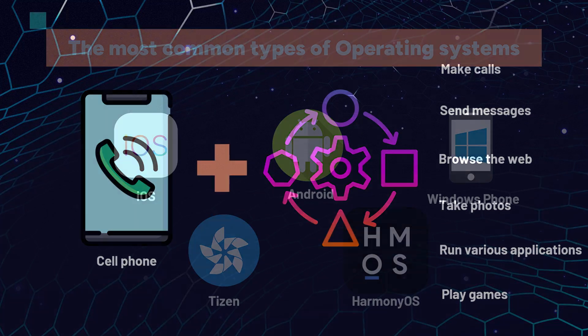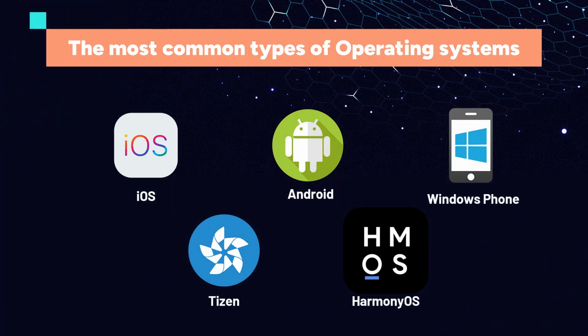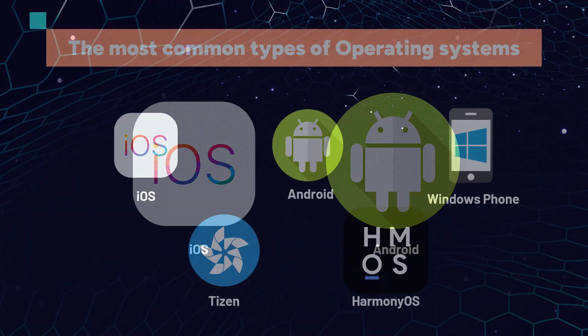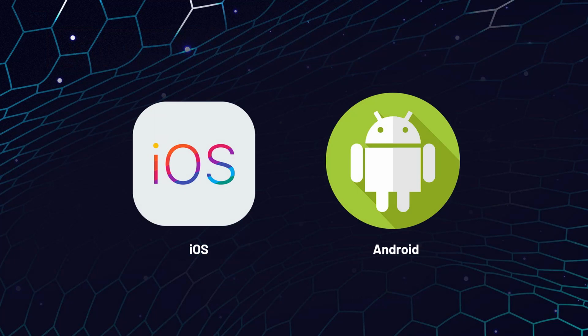There are different types of operating systems that power these devices. The most common are iOS, Android, Windows Phone, Tizen, Harmony OS, etc. Operating systems like iOS and Android offer a user-friendly interface and seamless connectivity. We'll explain what versions of Android and iOS are currently in use on the market in the next video.